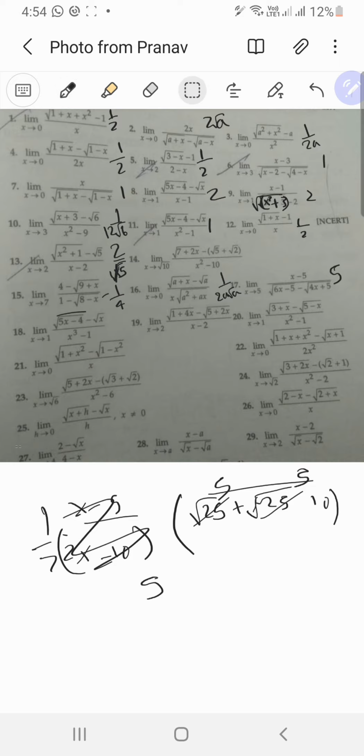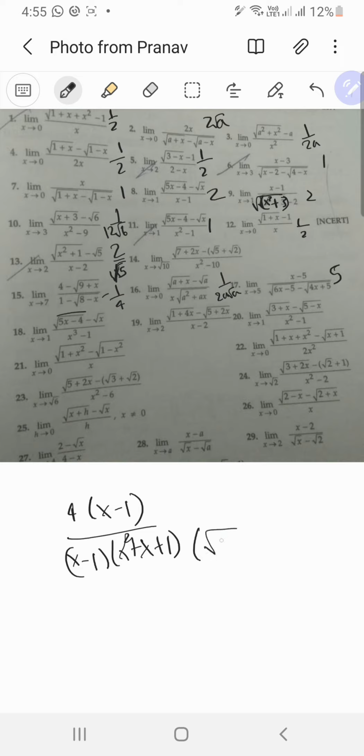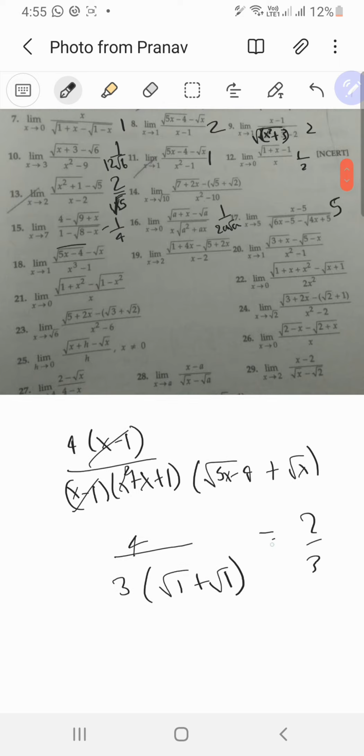Okay, next question. Next question is x tends to 1 of square root of 5x minus 4 minus square root of x upon x cubed minus 1. Okay, this is a little different. So, right, first of all, just rationalize. So this is going to be 4 into x minus 1 upon x cubed minus 1, which can be written as x minus 1 into x squared plus x plus 1. And then you also have this thing, square root of 5x plus 4, okay, minus 4 plus square root of x. And then you're just going to put x equal to 1 into this thing. So first of all, this cancels, so you just get 4 upon 3, and then square root of 1 plus square root of 1, so this should be 2 by 3. Yes.